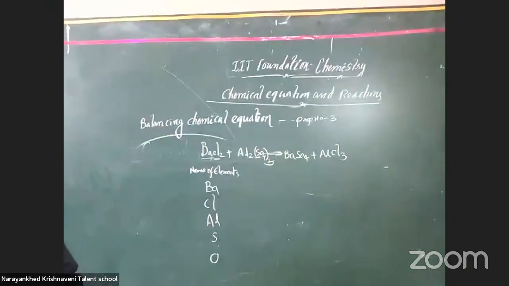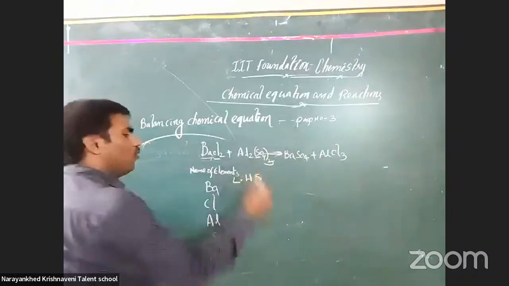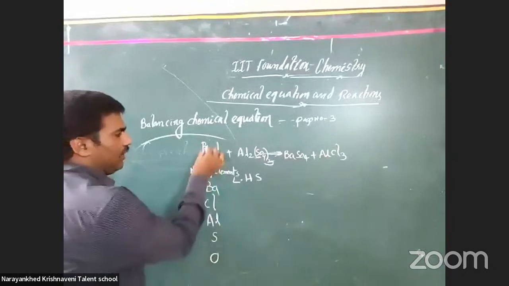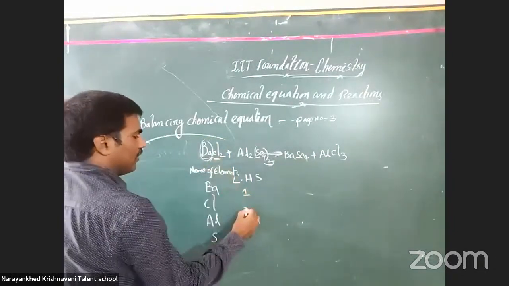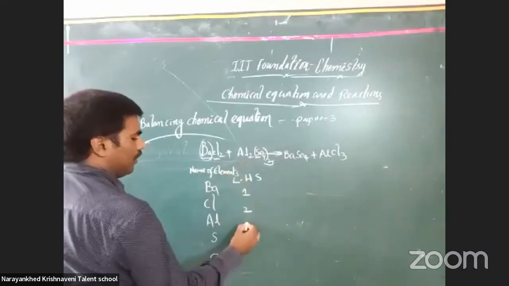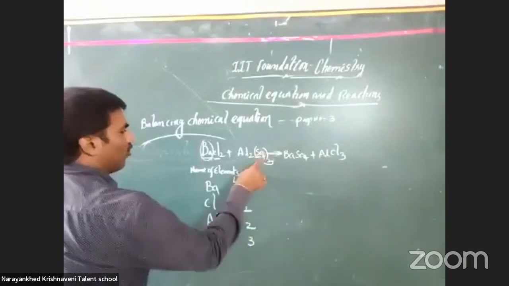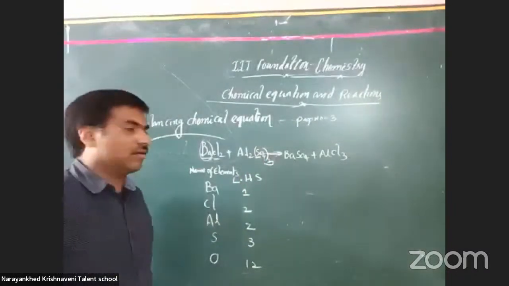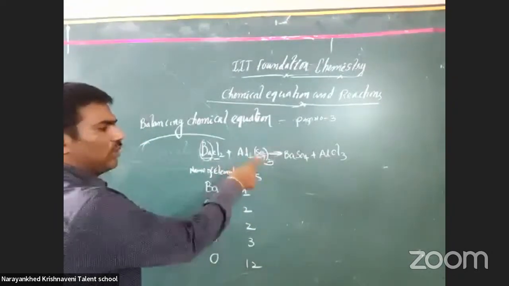On the LHS, how many are there? Clear or not, all the students? LHS means our reactant side. How many of each element? Barium? One only. Chlorines? Two. Aluminiums? Two. Sulfurs? Three. Oxygens? 12, got it or not? Yes, 3 into 4, 12.